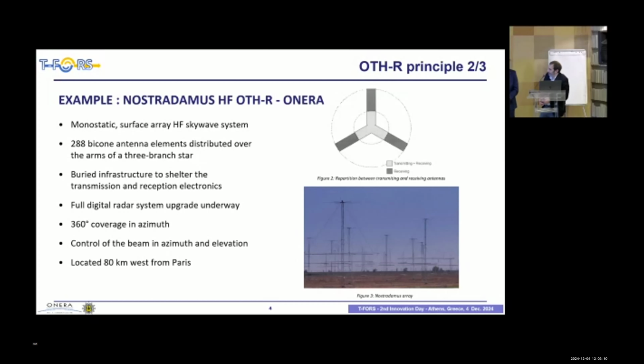We are now moving to some sort of fully digital array. So all the transmitter side is done already. We are still working on the receiver parts. It has a 360 degrees coverage, and we can control the beam in azimuth and elevation. And it's located not far from ONERA main office, so 80 kilometers west of Paris.